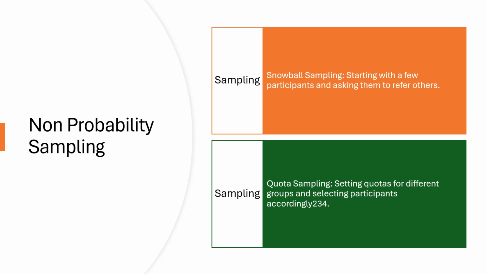The same is the case with quota sampling. This is done by selecting a quota from every group of participants, and then a quota is assigned, for example, from one group three people or from another group five people are selected as per quota. If this type of sampling is done, it is called quota sampling.